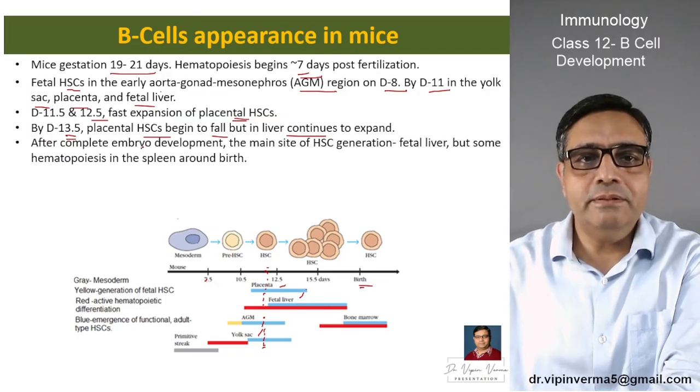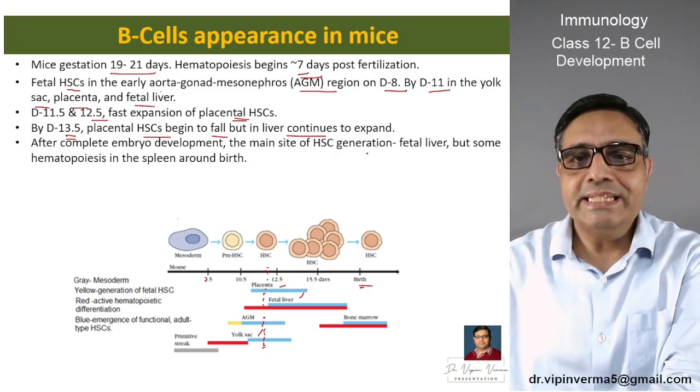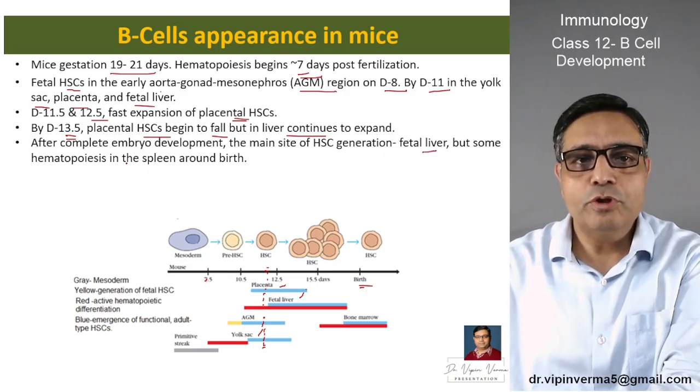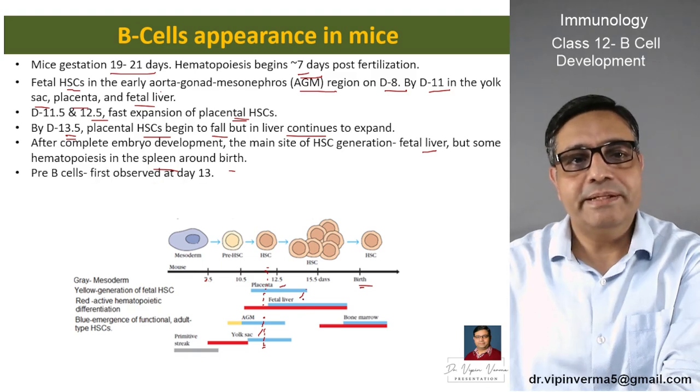After complete embryo development, the main site of hematopoietic stem cell generation is the fetal liver, but there is some hematopoiesis in the spleen around birth. So you can see here that the fetal liver is the main site of HSC generation. But then some is also seen in the spleen.